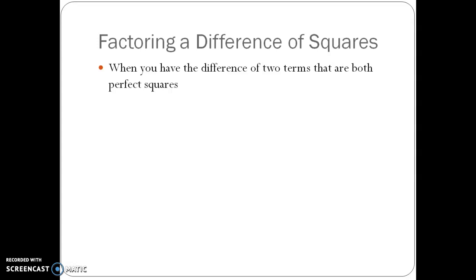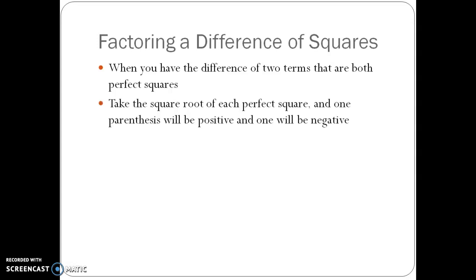Now, how do you actually go about factoring? You'll take the square root of each of those perfect squares, and then in one of the parentheses, you will have a plus in between, and the other one will be negative. You'll have a minus in between.